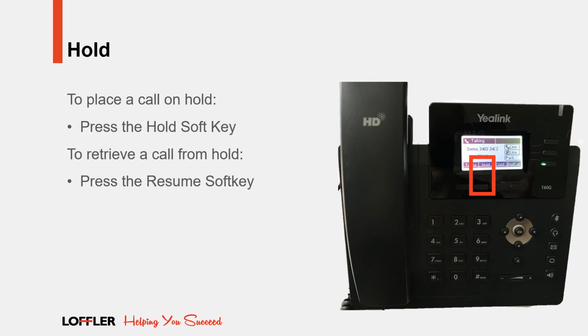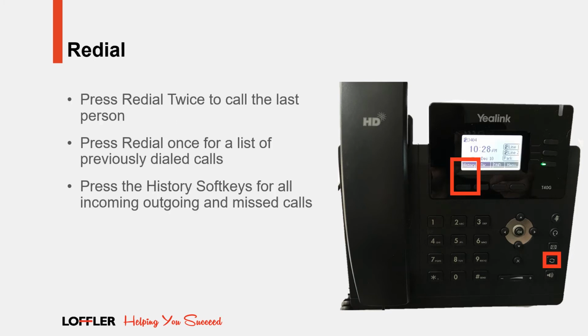To use the speakerphone, press the Answer soft key or the speaker button. To place a call on hold, press the Hold soft key. The line key will flash. To retrieve a call from hold, press the Resume soft key or press the flashing line key. To redial the last person that you called, press the Redial button twice. To get a list of your calls, press Redial once, or press the History soft key to get a list of all incoming, outgoing, and missed calls. Using the navigation keys, scroll through and select the person that you would like to call back, and select Send.